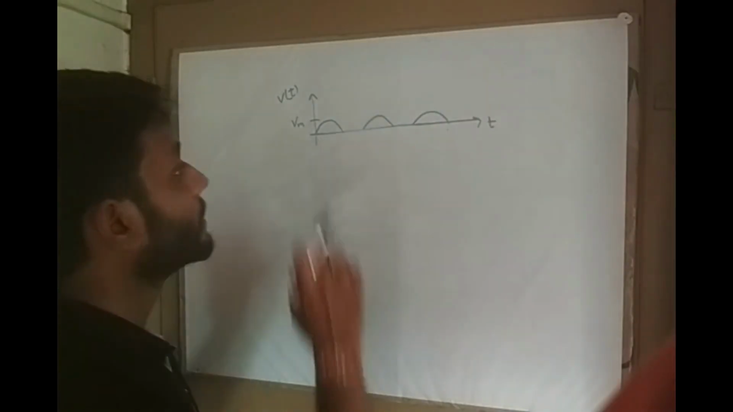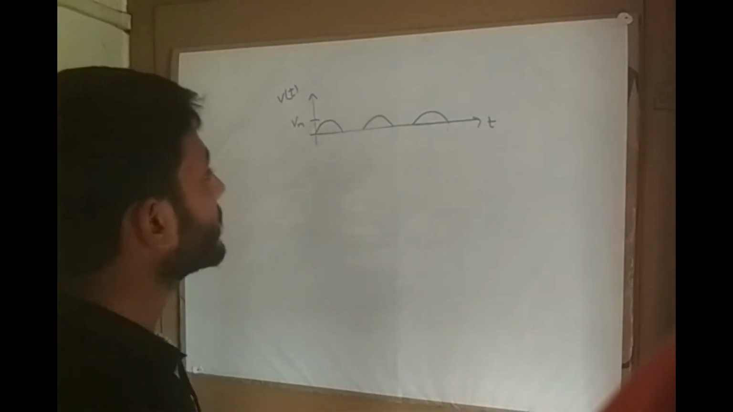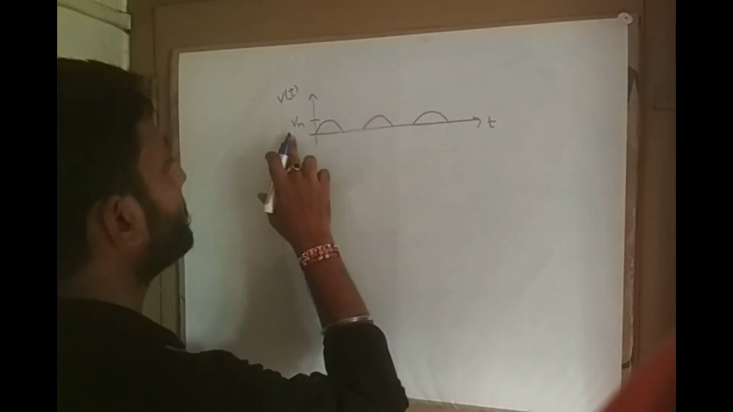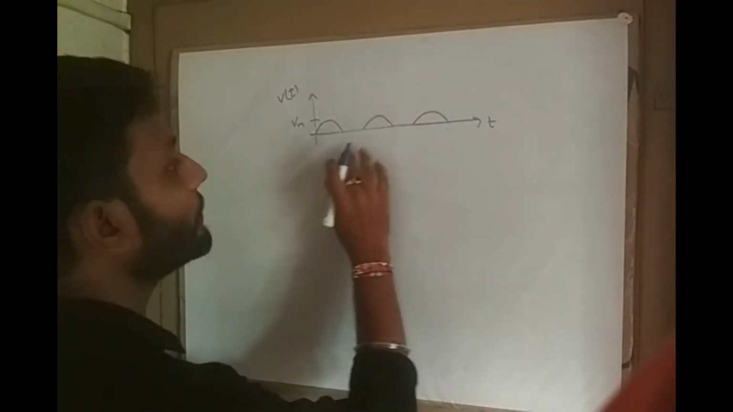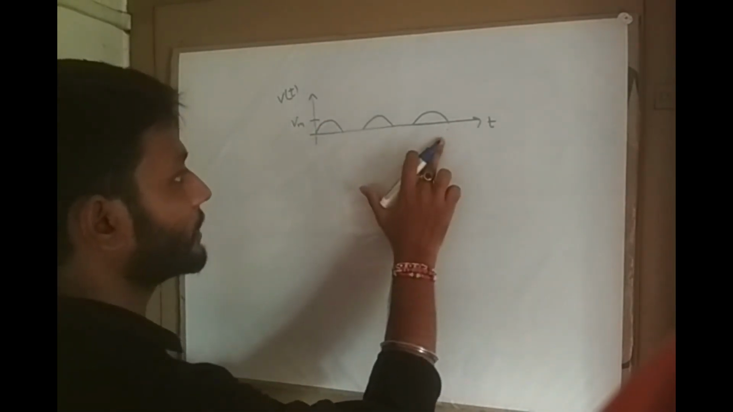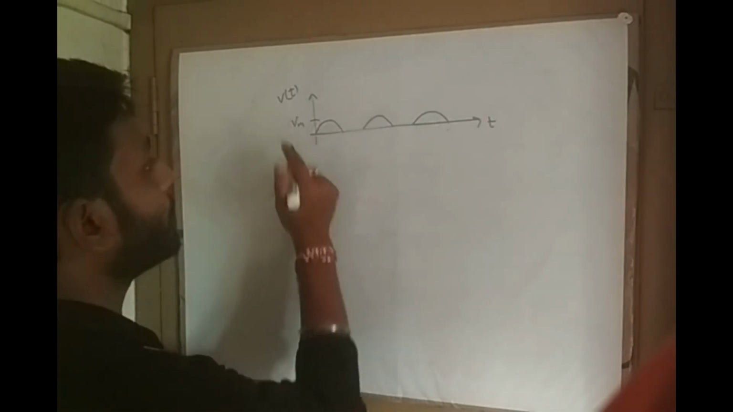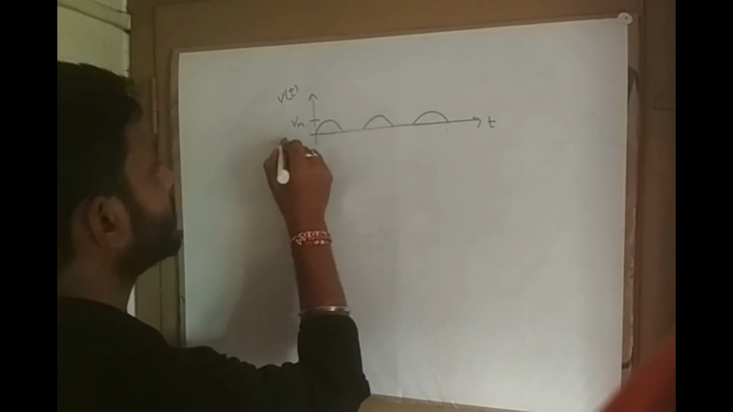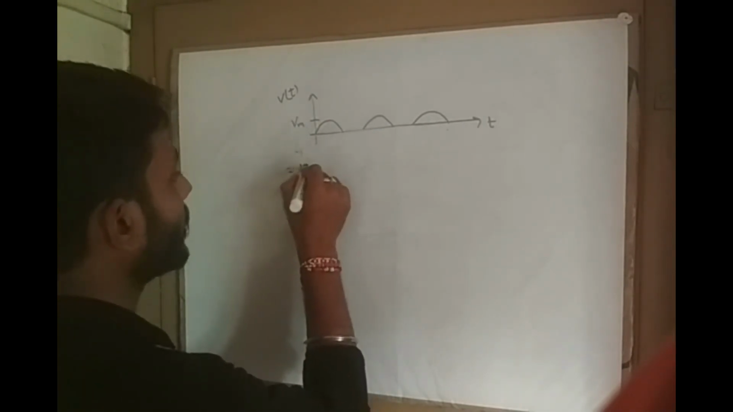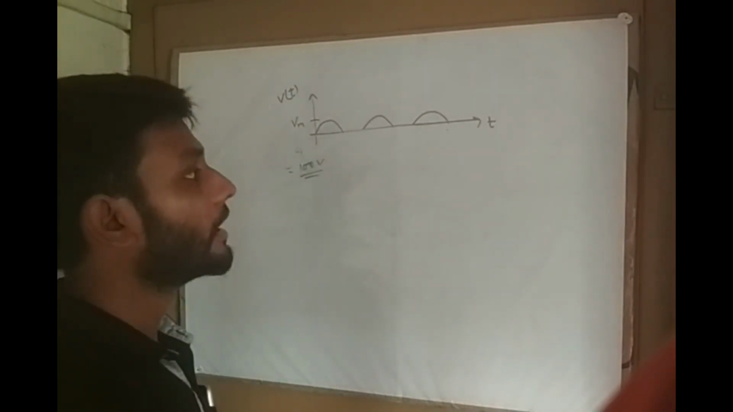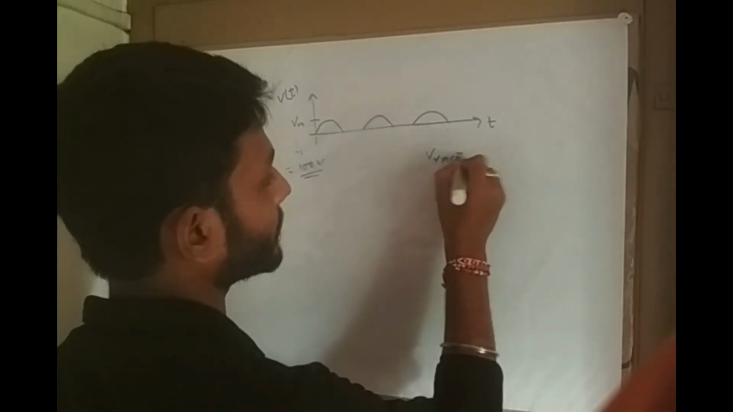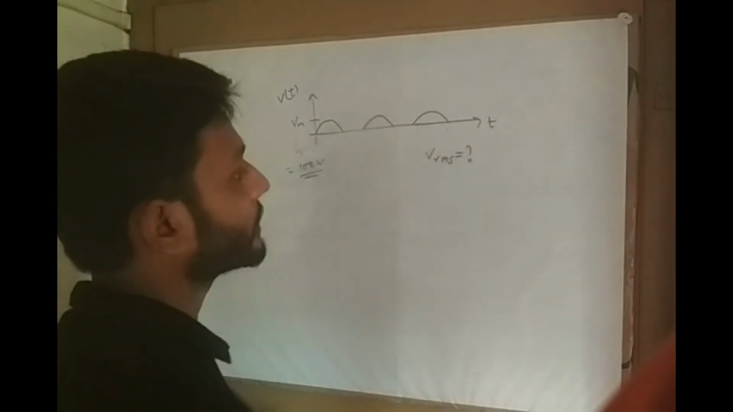Now we will see this question. In this question, this is the wave shape of a half-wave rectifier output voltage, and it is given that the maximum value Vm equals 100 volt. We are asked to find the value of Vrms, the RMS value of this wave shape.